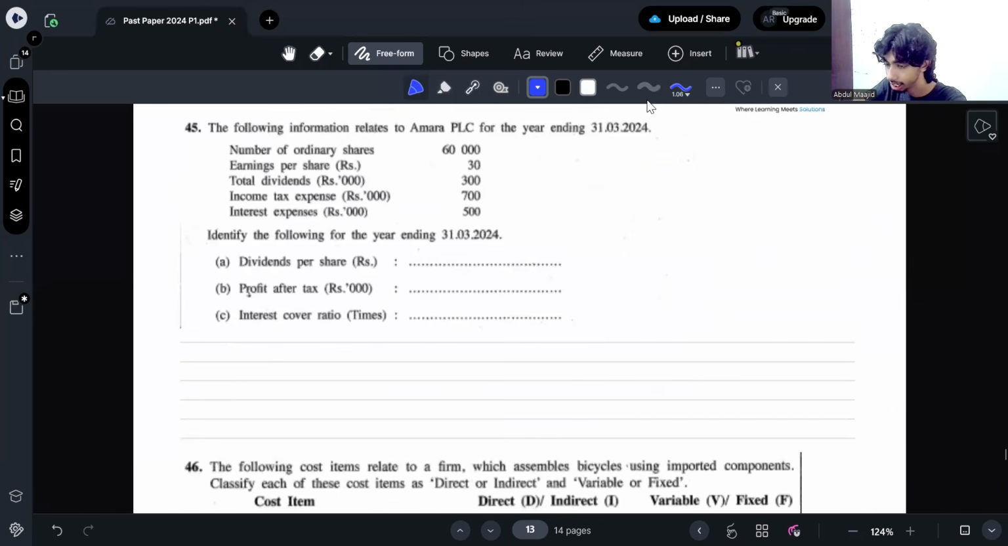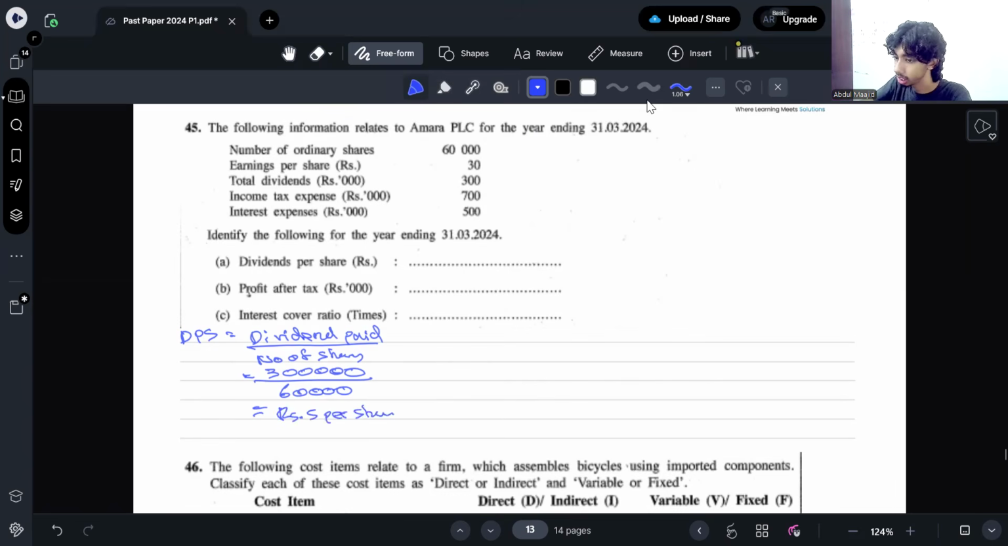Dividend per share, profit after tax, and interest coverage ratio. So, dividend per share will be equal to dividend paid divided by number of shares. Dividend paid is 300,000. Number of shares 60,000. Then dividend per share will be rupees 5. Profit after tax you can find through the EPS ratio. EPS equals profit after tax divided by number of shares. EPS is 30 rupees. Profit after tax we don't know. Number of shares is 60,000. Therefore, profit after tax will be 60,000 into 30. That is 1,800,000. They are asking the answer in thousands, therefore 1,800.